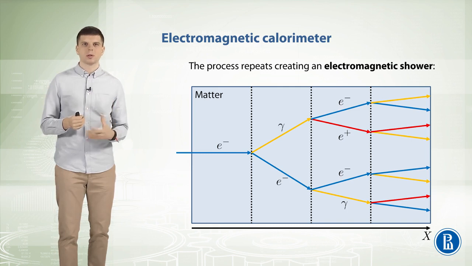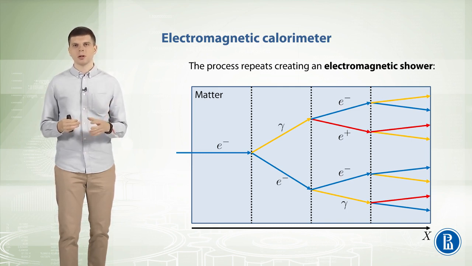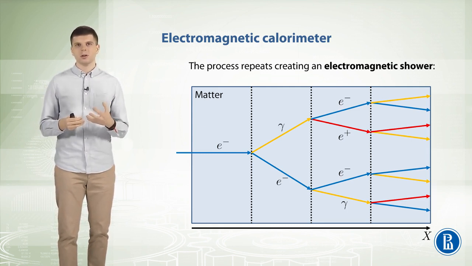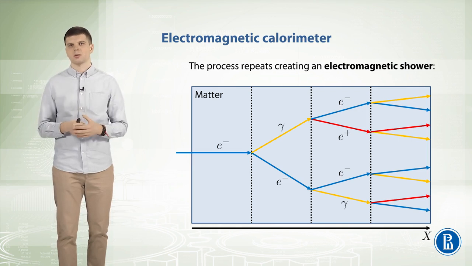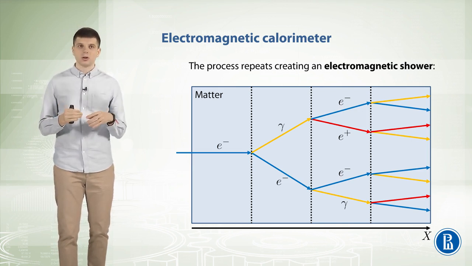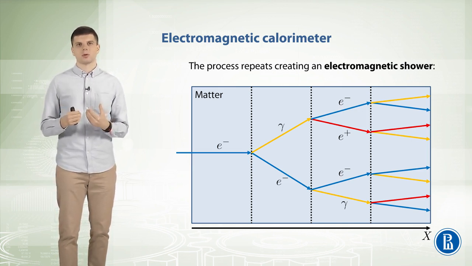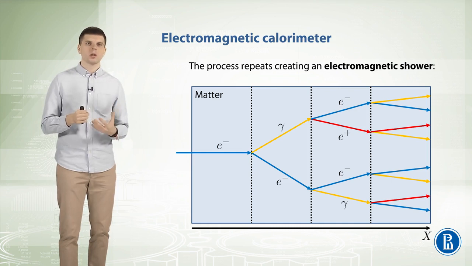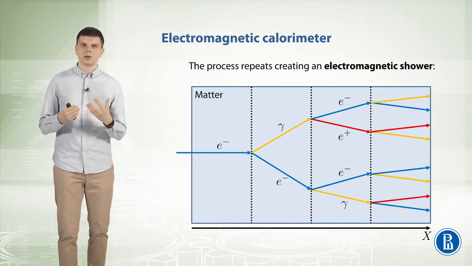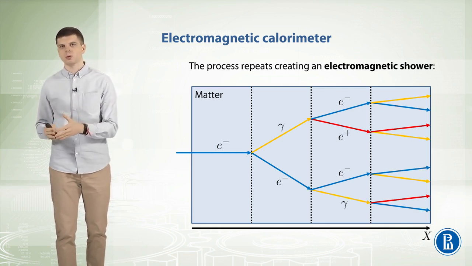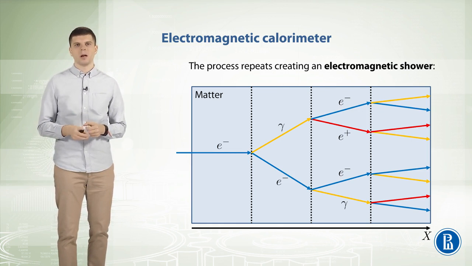During this process, the number of particles exponentially increases, and the sum of their energies is equal to the energy of the original electron. So, the energy of particles in the shower exponentially drops with each step of the process. Moreover, each step takes on average the same distance in the material of the detector. And as a result, particle energy in the electromagnetic shower exponentially drops with the length of the shower. Let's formalize this.